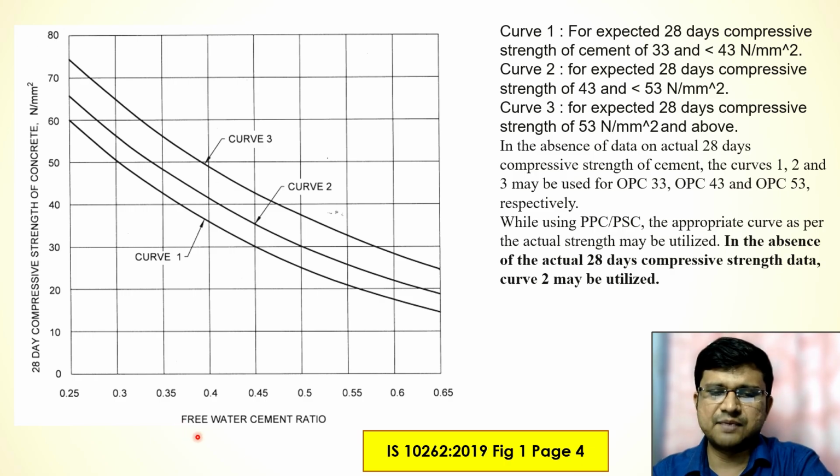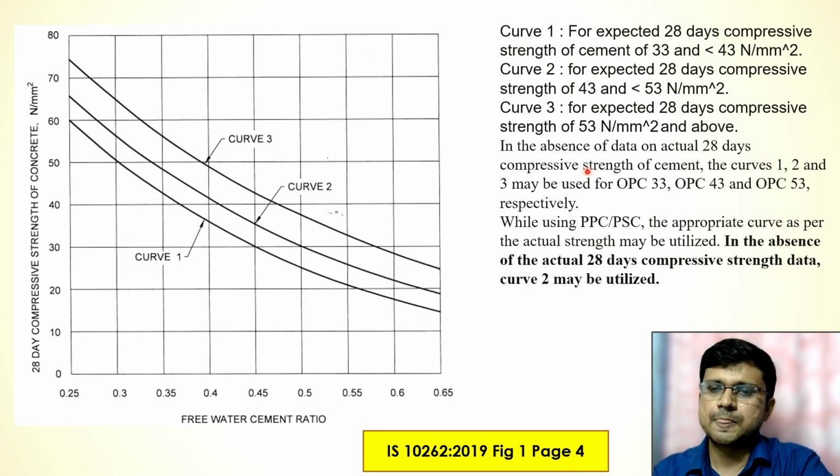Now, this is the graph of free water cement ratio versus 28-day compressive strength of concrete in Newton per millimeter square. Now, curve 1 is applicable for 28 days compressive strength of cement, not concrete. This is the 28 days compressive strength of cement, which we normally get from the mortar test. If this value is between 33 and less than 43 Newton per millimeter square, we will consider curve 1. If the value is between 43 and less than 53, we will consider curve 2. And if the 28 days compressive strength of cement is greater than 53 Newton per millimeter square, then we will consider curve 3.